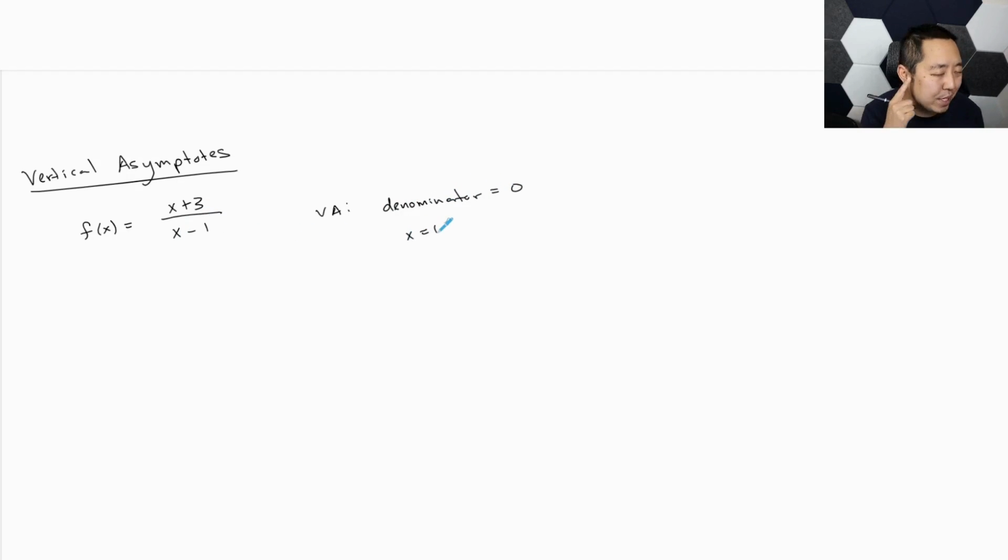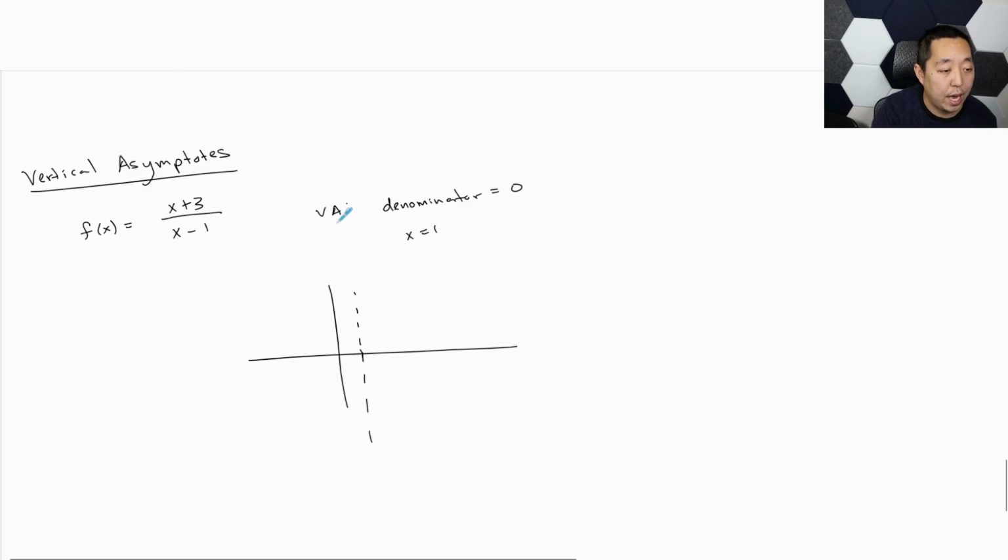But with limits now, I want you to understand what it means to be a vertical asymptote. If I were to sketch this graph, at 1 there's a vertical asymptote, and it's going to look roughly something like this. This is 1 right here, so this is the vertical asymptote, and we want to talk about it from a limit point of view. What does it mean to have a vertical asymptote?